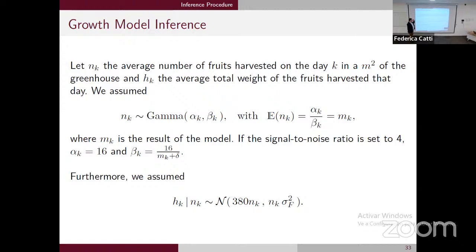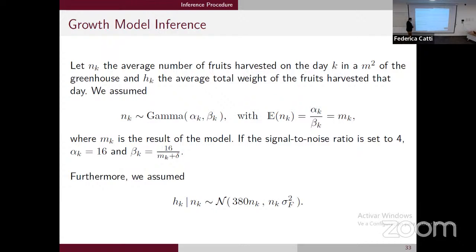If the signal to noise ratio is set to 4, it's possible to find the values of the parameters alpha k and beta k. A signal to noise ratio of 4 is equivalent to a coefficient of variation of 1/4, that represents a moderate variability. That is done because the model considered for the growth model is already validated. So we expected that the true value will be close to the result of the model.